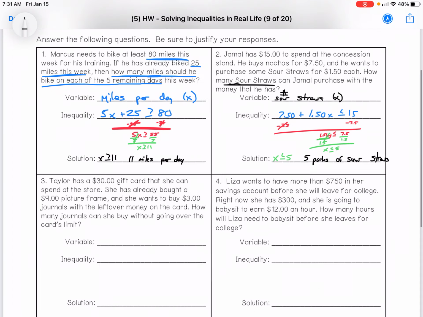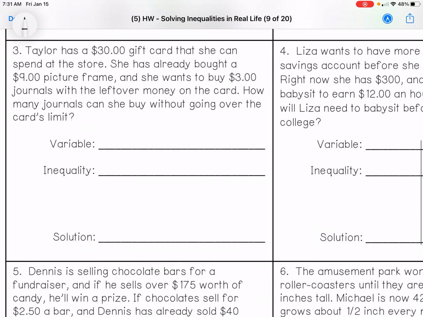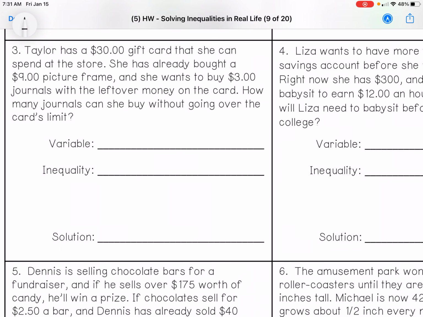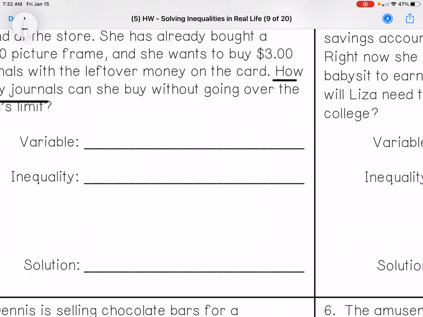All right, moving on. Number 3. Taylor has a $30 gift card that she can spend at the store. She has already bought a $9 picture frame. She wants to buy a $3 journal with the leftover money on the card. How many journals can she buy without going over? So the variable is always what they're asking for. So how many journals? So it's going to be number of journals.